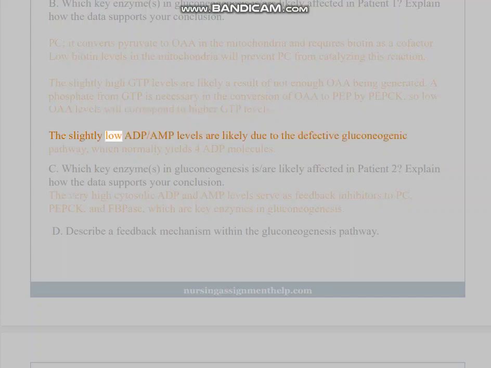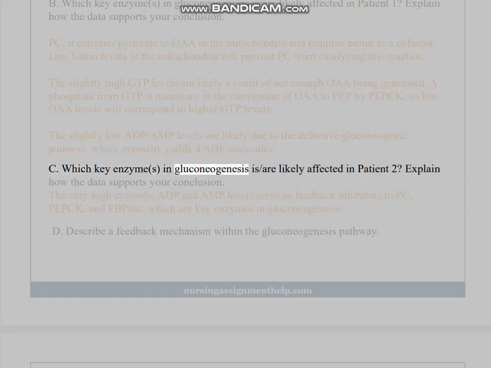The slightly low ADP/AMP levels are likely due to the defective gluconeogenic pathway, which normally yields ADP molecules. C. Which key enzymes in gluconeogenesis are likely affected in patient 2? Explain how the data supports your conclusion.